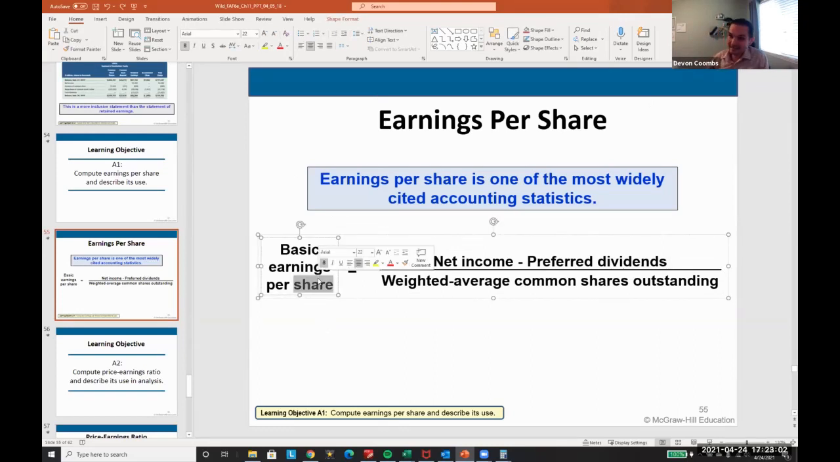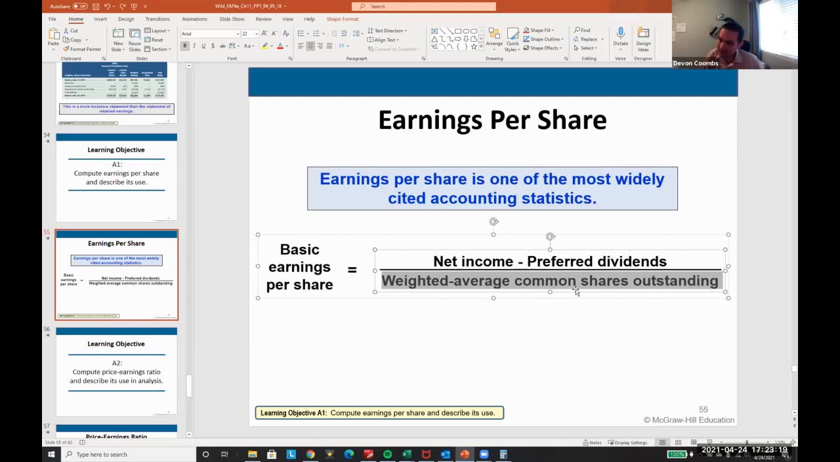So it's not as easy as just taking income divided by the last amount of shares, right? This is actually a very complex equation. I'll give it to you in your homework and tests. I'm just going to say this is the weighted average common shares outstanding. In practice, this is a very complicated number.